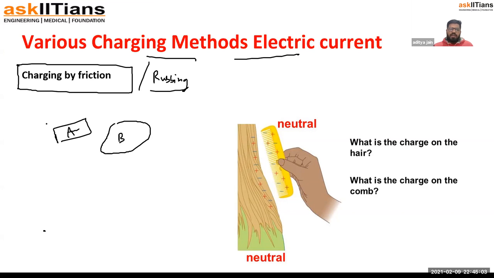What happens? Actually, they are neutral at the initial position. Neutral doesn't mean it doesn't have any charges. Neutral means that the total positive charge is equal to the total negative charge inside the bodies. That is what is meant by neutral condition. That doesn't mean that they have no charges. The condition is that the total positive charge inside the neutral body is equal to the total negative charge. So what happens in friction or rubbing?